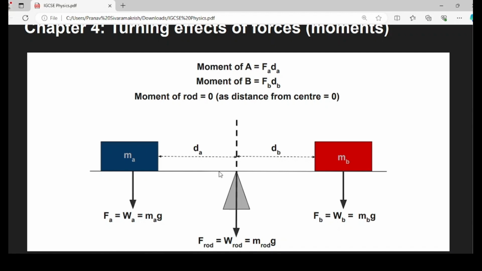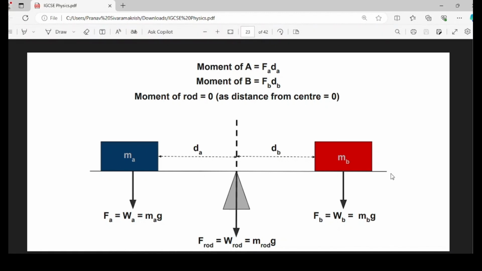The turning effects happen at any distance from that point in the center. However small that distance is, there will be a bit of a turn. It may go up or down a bit. But at that particular point of the center, there is no turning effect.